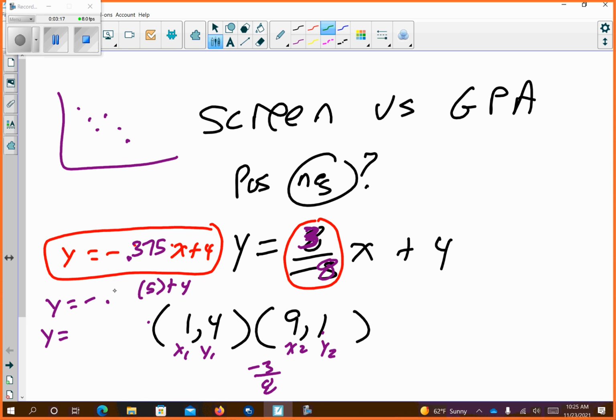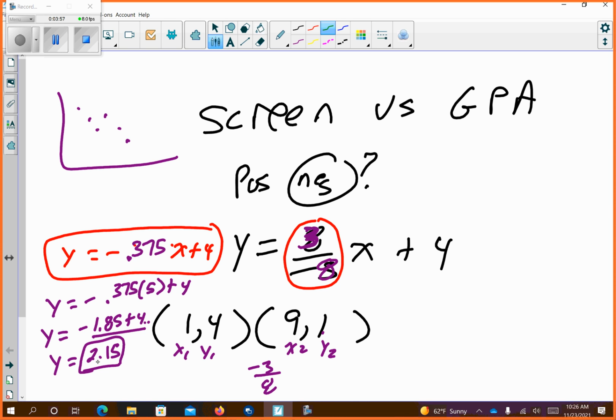Okay. And then what is 0.375 times 5? 1.85. And then what is 4 minus 1.85? 2.15. Okay, so it should be positive, so it's 4 minus that. So if I had 5 hours of screen time, by our fictitious made-up study, we should have a GPA of 2.15.